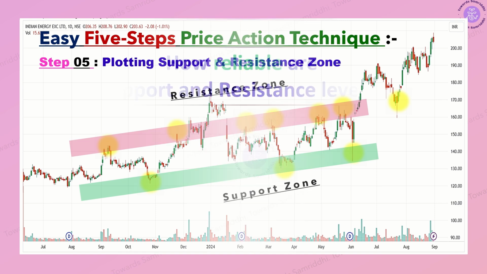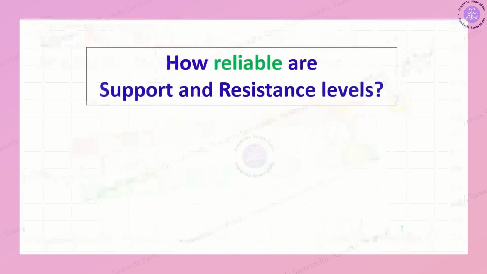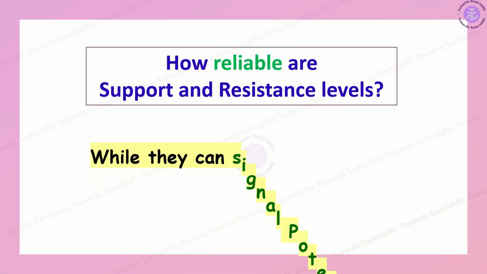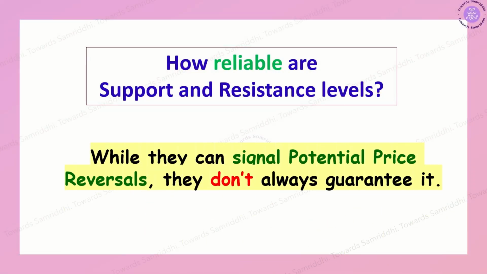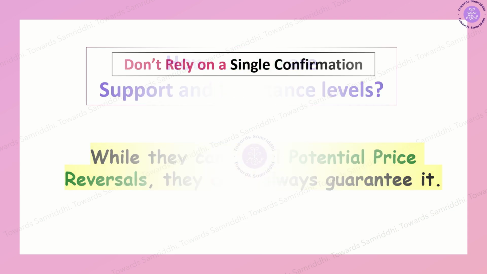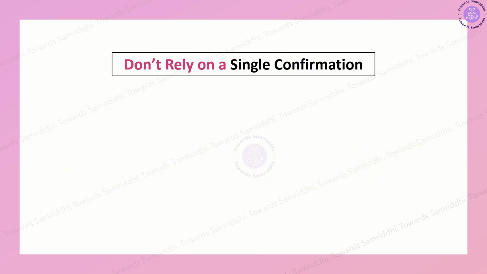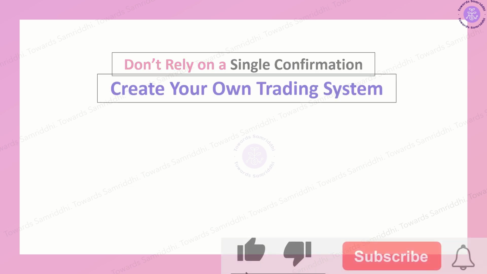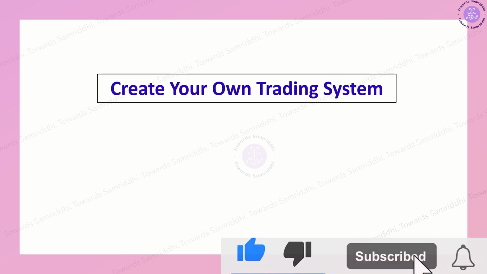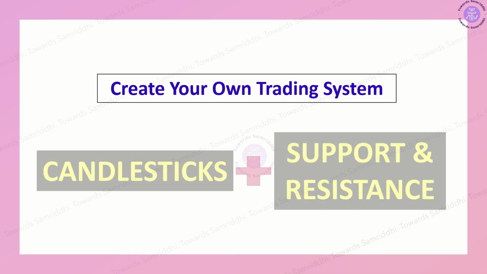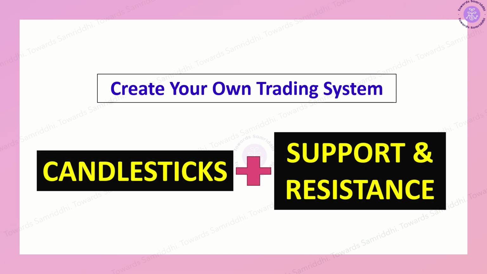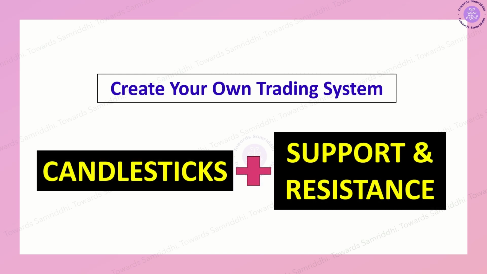How reliable are support and resistance levels? While they can signal potential price reversals, they don't always guarantee it. Don't rely on a single confirmation, like price reaching support or resistance. Instead, seek more confirmations. For example, use price action candlesticks with support and resistance to create your own trading system and start paper trading with this system.